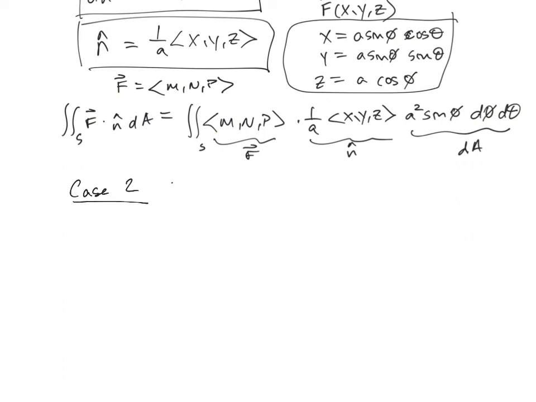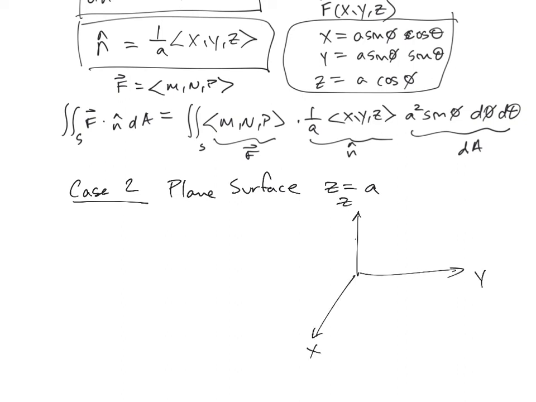Case 2 is a plane surface. For instance, z is equal to a, right? a is a constant. So that would be a plane at the value of z, and this plane would be parallel to the xy plane, right? So maybe z has this value, so we've got this plane here like this. And of course, it goes on to infinity in every direction. I'm only drawing part of it, right? This would be the plane z is equal to a.